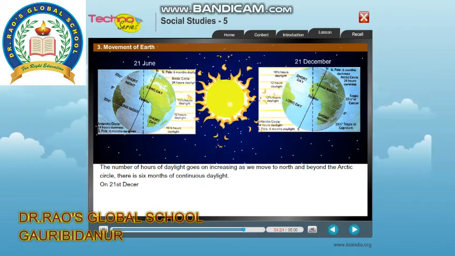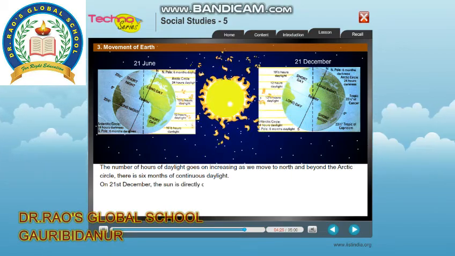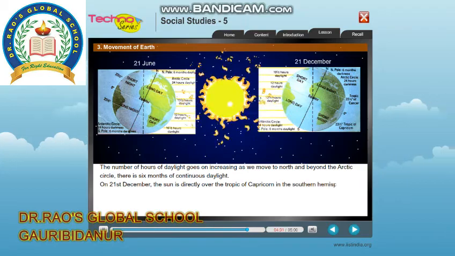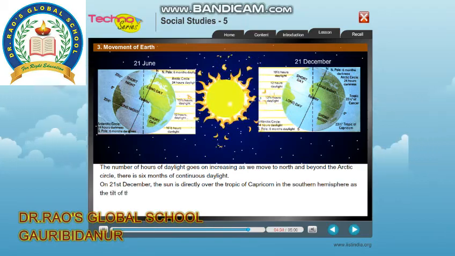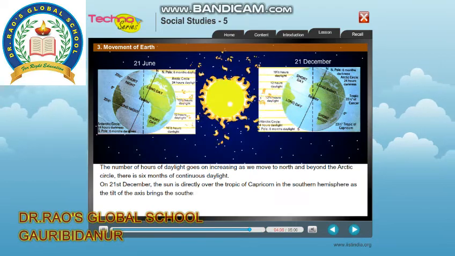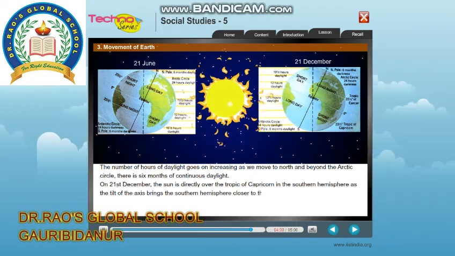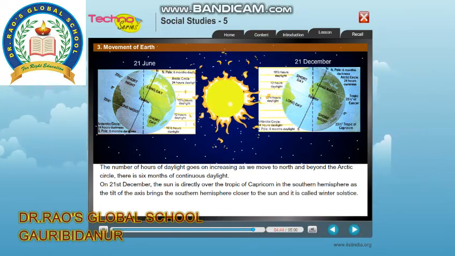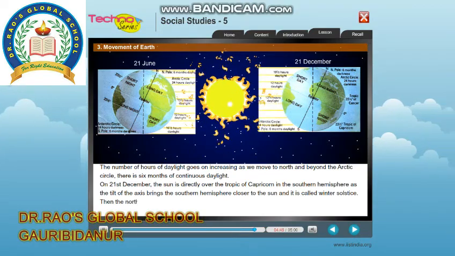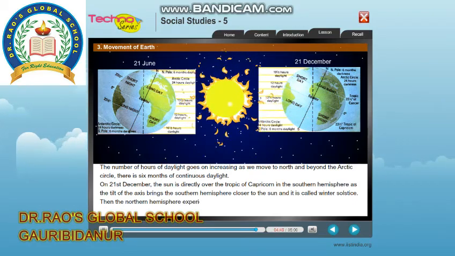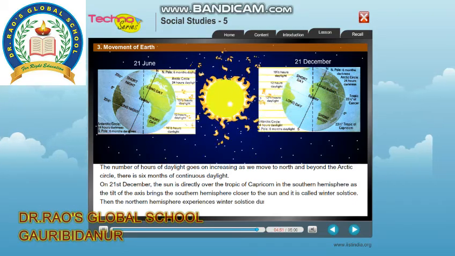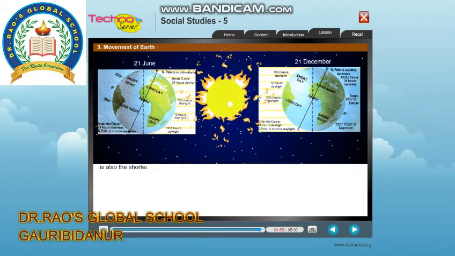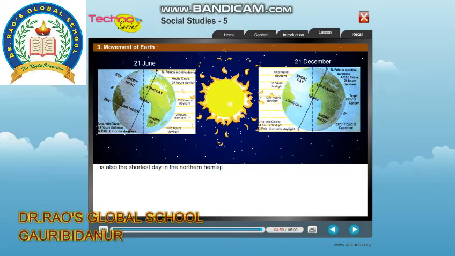On 21st December, the sun is directly over the Tropic of Capricorn in the southern hemisphere as the tilt of the axis brings the southern hemisphere closer to the sun, and it is called winter solstice. Then the northern hemisphere experiences winter solstice during this time. 21st December is also the shortest day in the northern hemisphere.